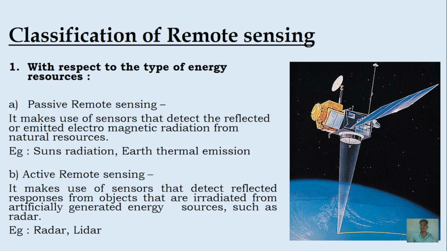Classification of remote sensing. With respect to the type of energy resource, passive remote sensing makes use of sensors that detect the reflected or emitted electromagnetic radiation from the natural resource. For example, sun's radiation, earth thermal emission. Whereas active remote sensing makes use of sensors that detect reflected responses from the objects that are irradiated from an artificially generated energy resource, such as radar. Example, radar and LiDAR.